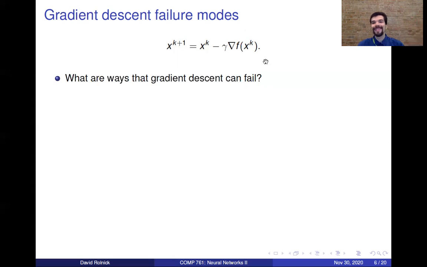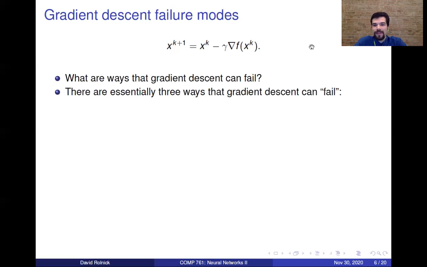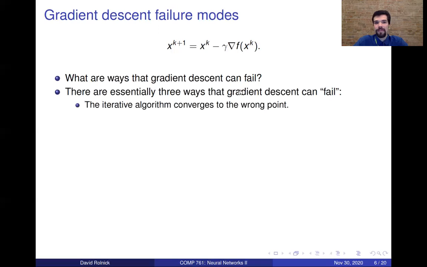Great, there are so many problems. So let's go through a few of these. There are essentially three ways, and tell me if I missed anything. There are essentially three ways that gradient descent can fail. First is we have an iterative algorithm. It could converge, but it could converge to the wrong point. You could end up in a place that's not actually the minimum.